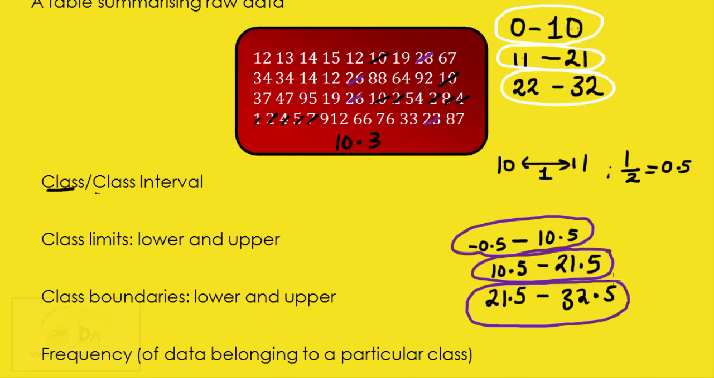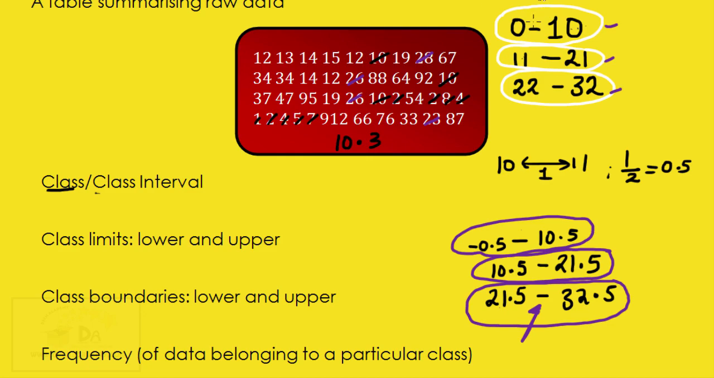What this means now is, before, a number like 10.4 didn't have any class. It didn't belong to any of these classes. But now you can say 10.4 belongs to this class here. Likewise, a number like 21.9 did not belong to any of these classes, but with the new form, you can comfortably say 21.9 belongs to this class here. 21.9 is between 21.5 and 32.5.